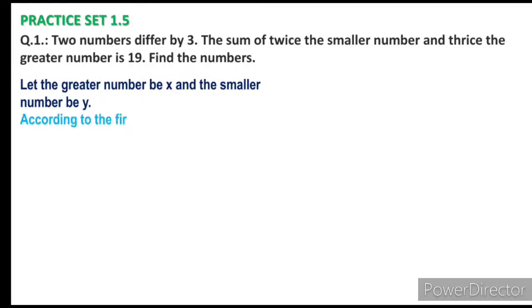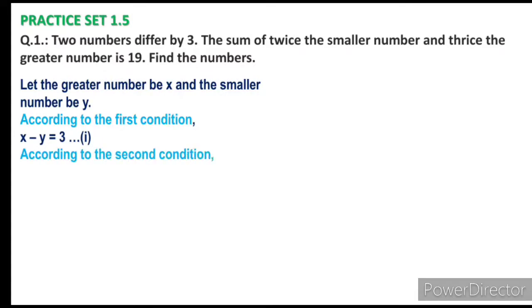So according to the first condition, x minus y equal to 3 and you are going to number it by 1. Then according to the second condition, the sum of twice the smaller number, sum means plus, twice means multiplied by smaller number, that is y, which means 2y, and thrice the greater number, which means 3 multiplied by x is 19, which means 3x plus 2y equals 19. Here you have two equations where your main question is to find out the value of x and y, which is the given number.